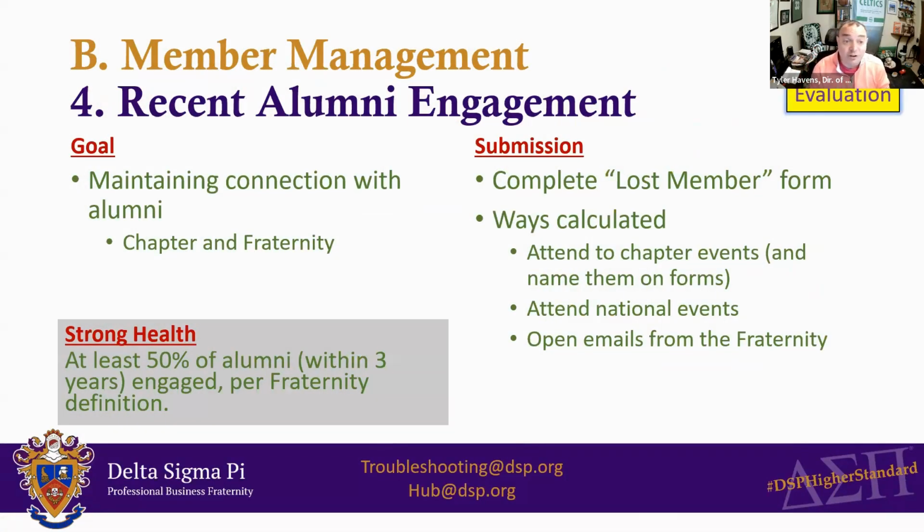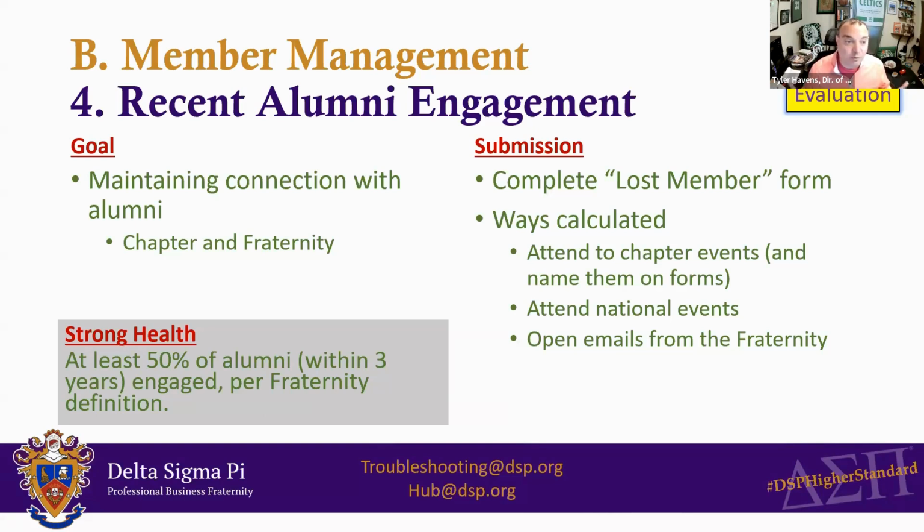All right, another new eval is a recent alumni engagement. So we've had a handful of things under the old CMP that had to do with alumni. Here we are picking right from the fraternity strategic priorities of alumni engagement. And we want our chapters and the fraternity to be engaging, especially with those young alumni within the last 3 years. And so we are looking at strong health being similar to what the fraternity's strategic priority is of 50% of alumni within those first 3 years are engaged per the fraternity's definition.